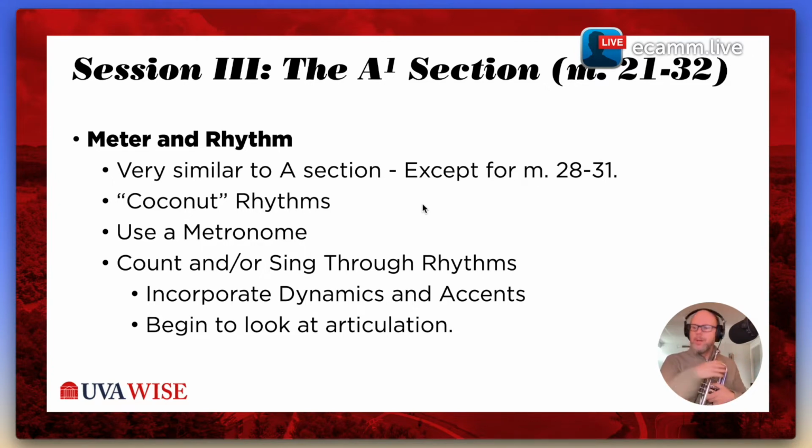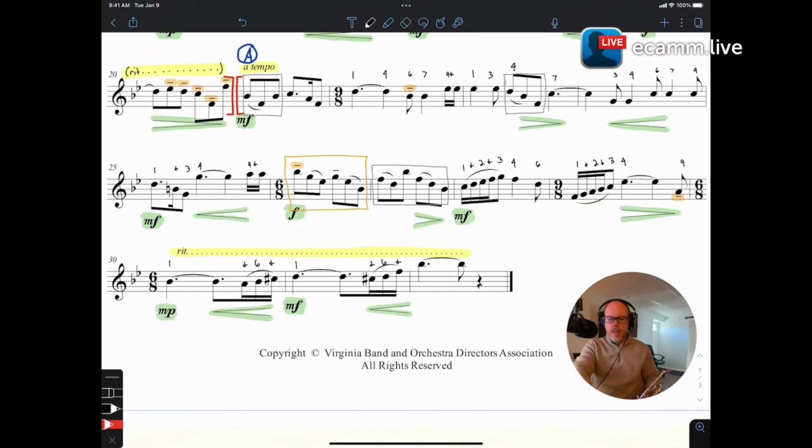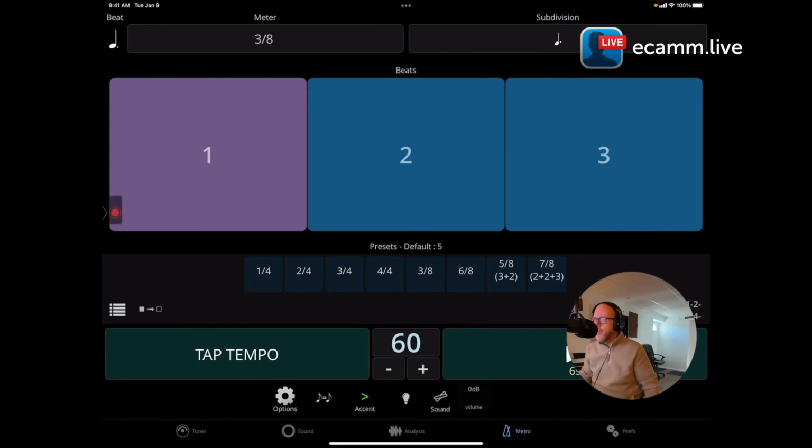Of course, it's very important that we use the metronome. As introduced last time, I like the Tonal Energy tuner/metronome. I've got this one set at dotted quarter equals 60 and divided into three eighth notes, which would be a good place to start, maybe even slower. Of course, it's not playing. I had it set up. Give it just a second.